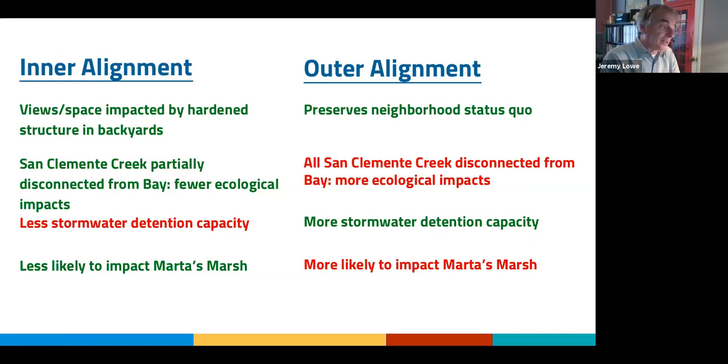The inner alignment would also have less stormwater detention capacity than the outer alignment. If we have the stormwater master plan, perhaps that would indicate how much value that would provide. However, the inner alignment is also likely to have fewer ecological impacts than the outer alignment because less of San Clemente Creek would be separated from the bay, and there would be no construction in Martha's Marsh.